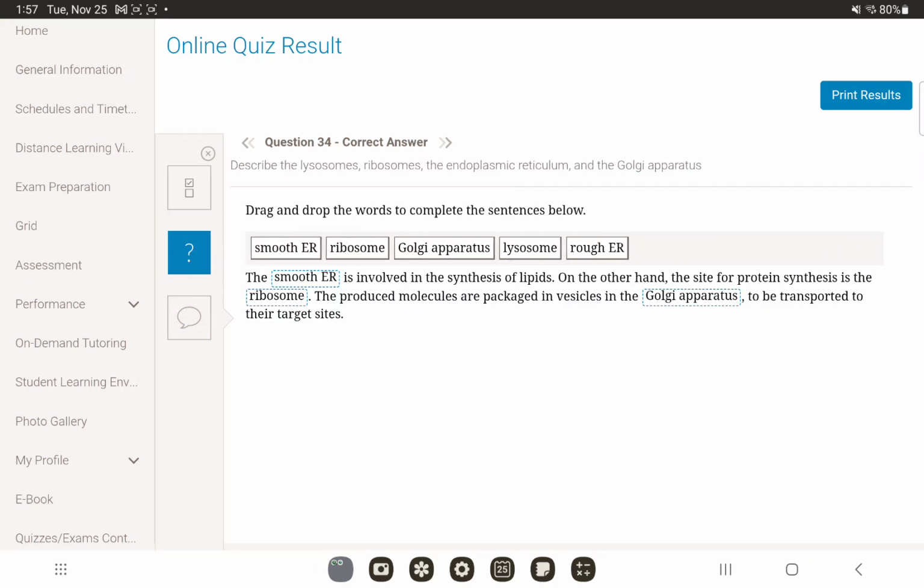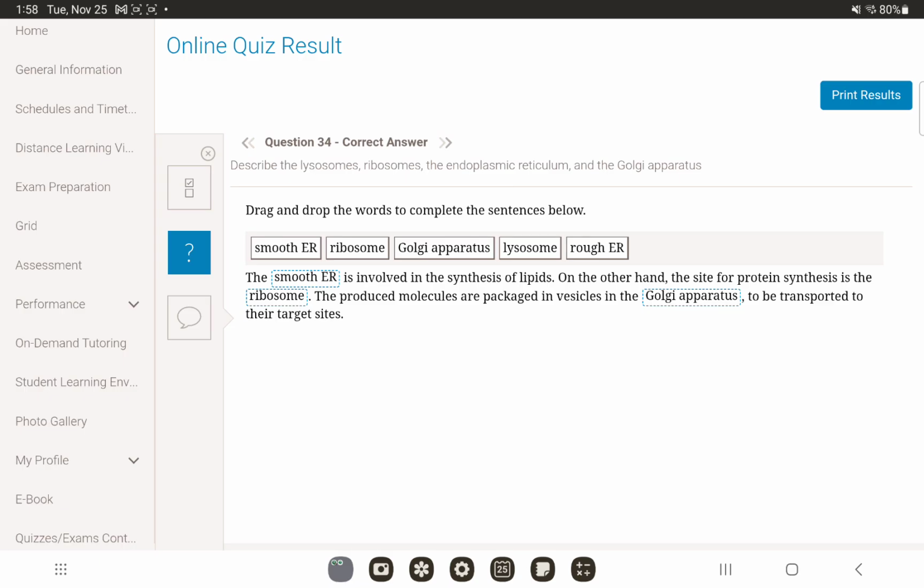The smooth ER is involved in the synthesis of lipids. So if it's the synthesis of lipids, it's the smooth ER. If it's the synthesis of proteins, it's either the rough ER or the ribosomes. For this question, generally the site is ribosomes, but ER have ribosomes, which is why they do protein synthesis. But ribosomes themselves are the ones that actually do the protein synthesis.